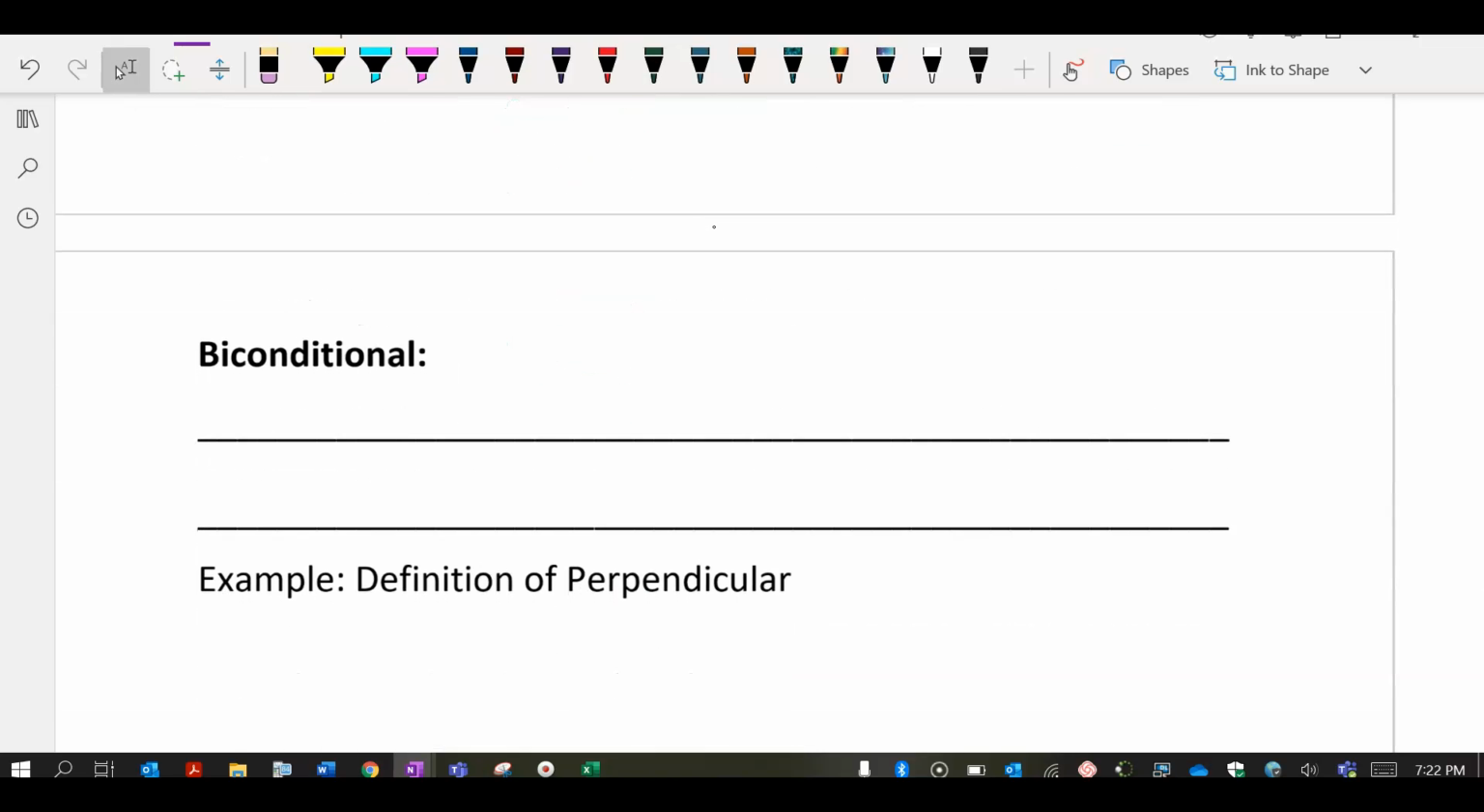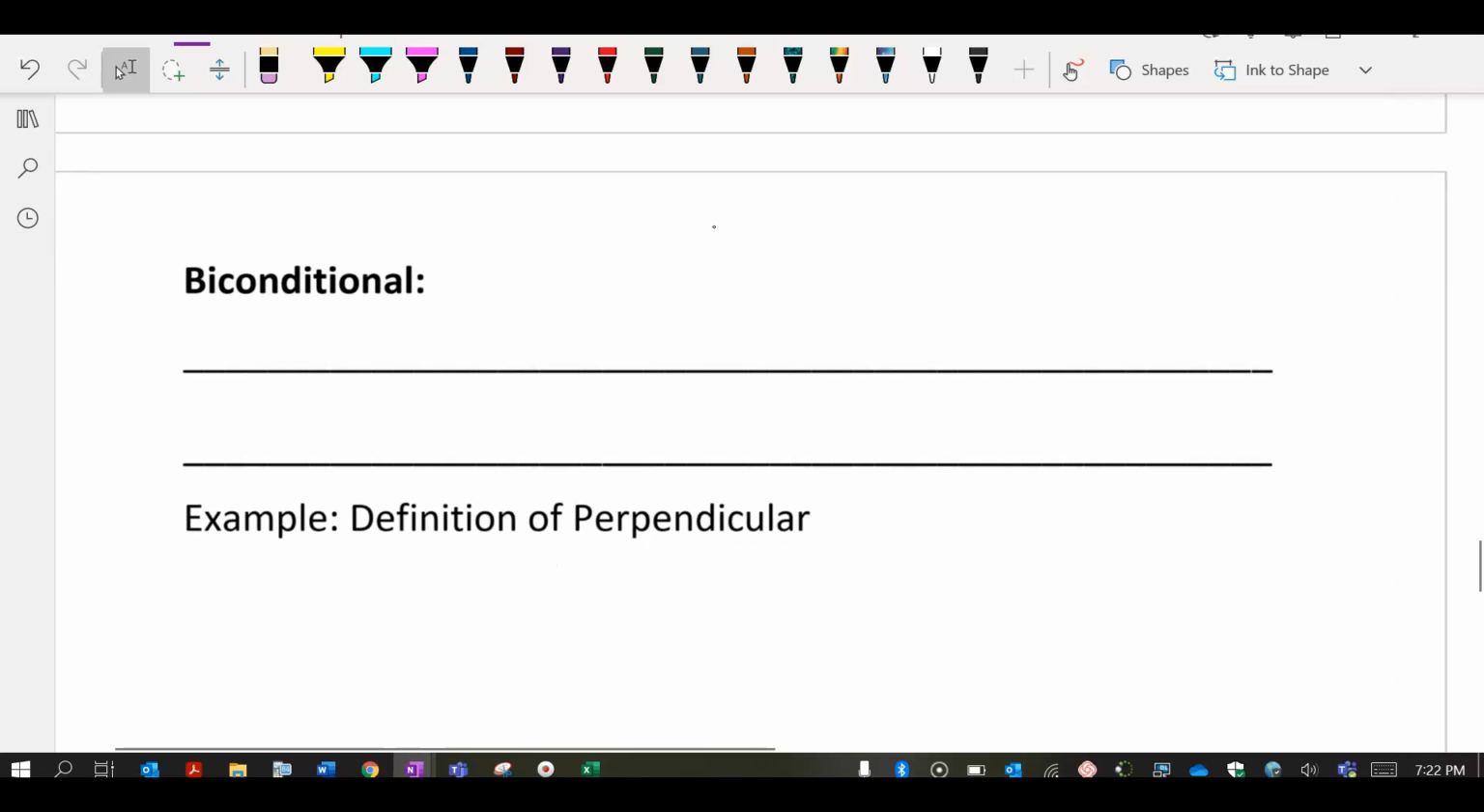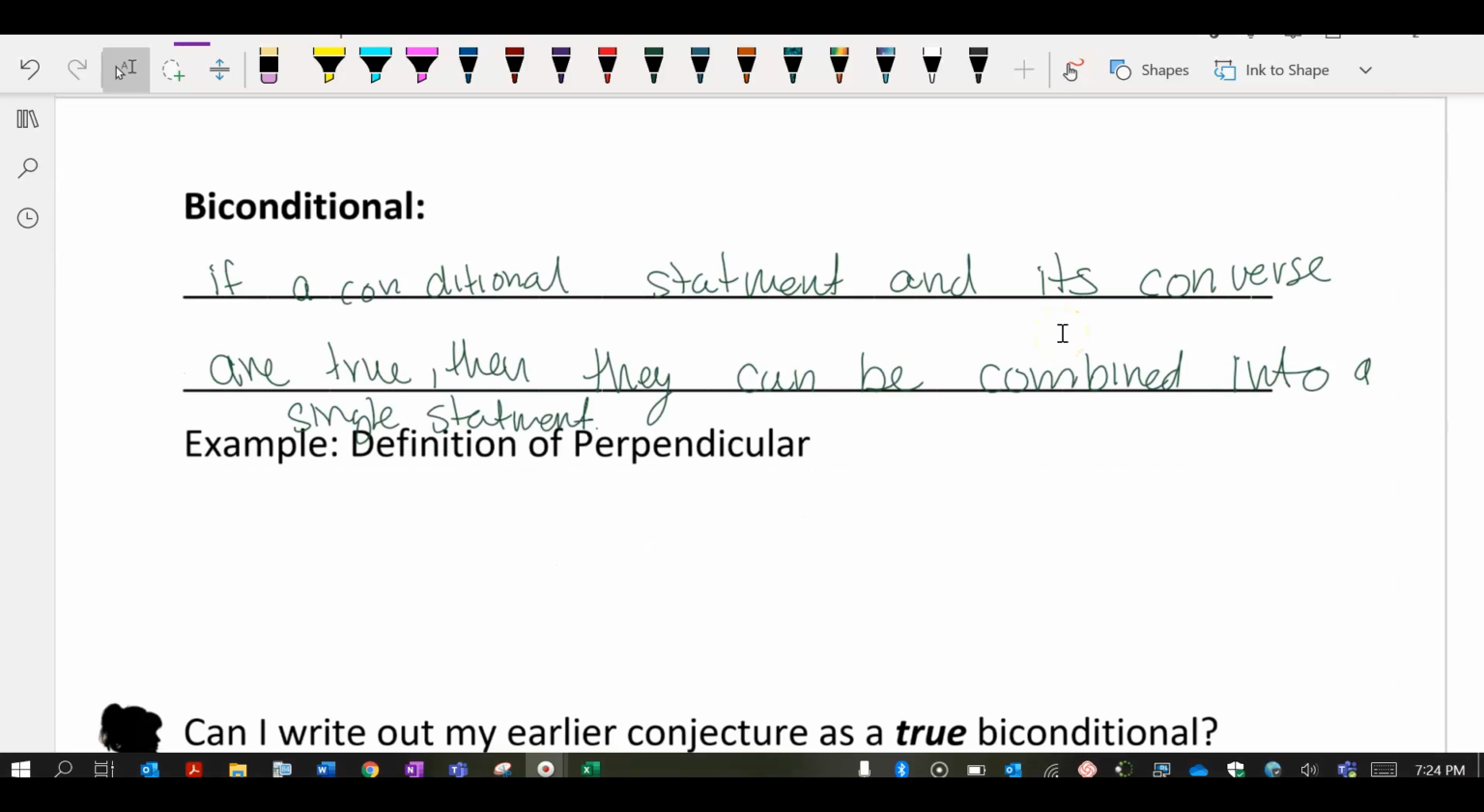All right, so next we have here a biconditional. The definition of a biconditional is when a conditional statement and its converse, and converse just means the opposite, are both true. Let's say that when it's raining outside, you have an umbrella. If it's raining outside, then you have an umbrella. If you have an umbrella, then it's raining outside. Those two statements are kind of opposites of each other. If they are true, then they can be combined into a single statement. A biconditional we will see as an arrow going in two directions with a statement.